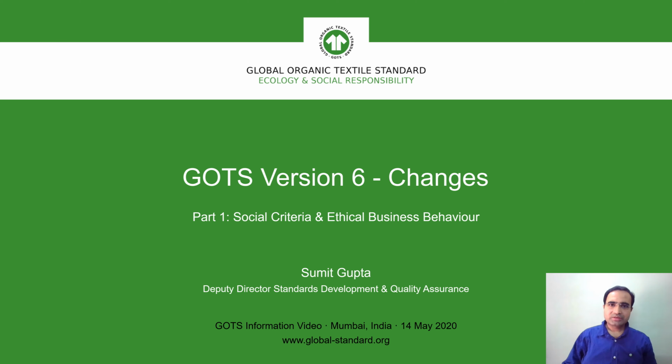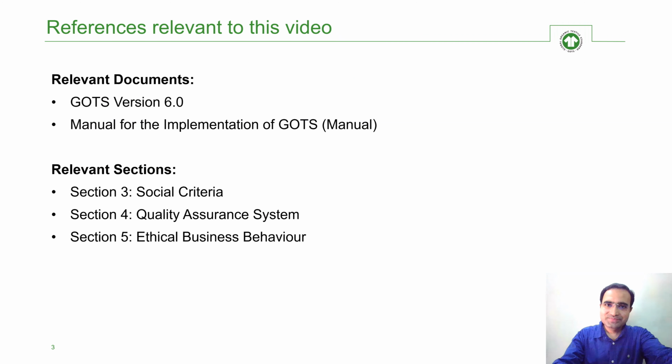My name is Sumit Gupta and I will take you through changes made in GOTS version 6 for social criteria and ethical business behavior. In this video, we are talking about changes made to the official documents GOTS version 6 and the manual for the implementation of GOTS. The referenced sections are Section 3 Social Criteria, Section 4 Quality Assurance System, and Section 5 Ethical Business Behavior.